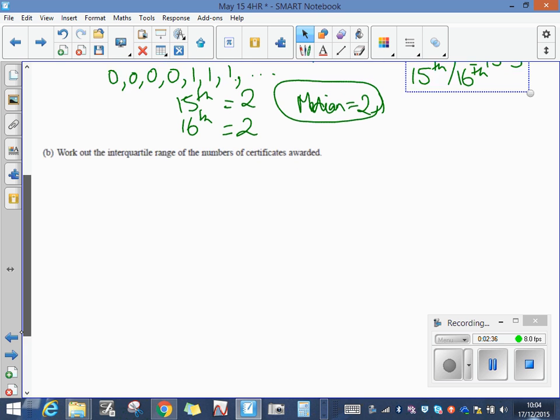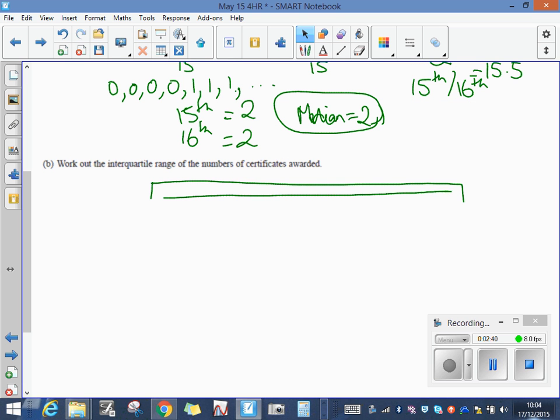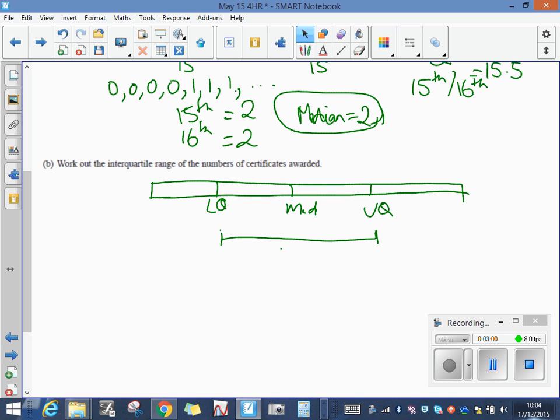For the interquartile range, just to understand the idea here, if this is all of our data, the median splits the data in 2. The quartiles split the data into 4 equal quarters. Here's the lower quartile, a quarter of the way up the data. The upper quartile is here, 3/4 of the way up the data. And then the interquartile range is the difference between the lower quartile and the upper quartile. So it's the upper quartile take away the lower quartile.